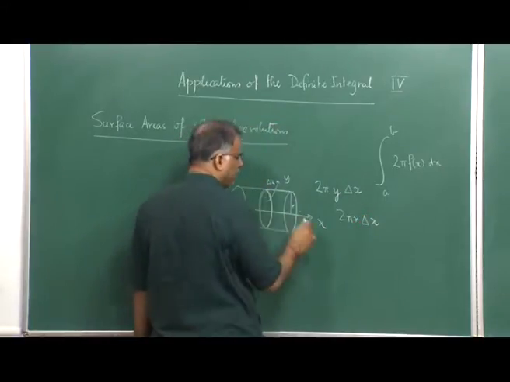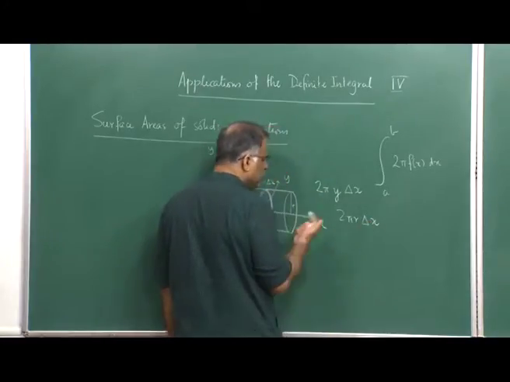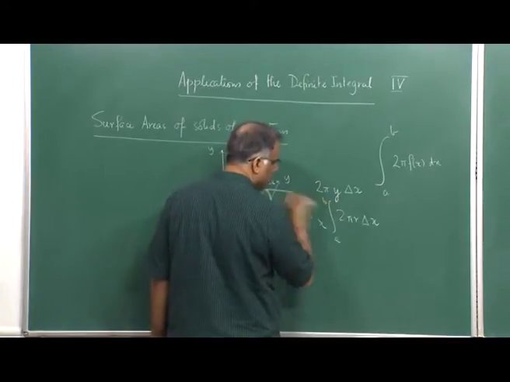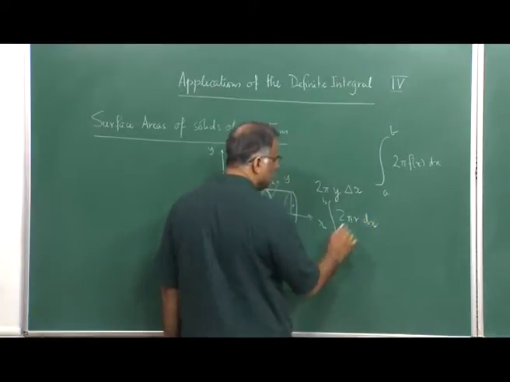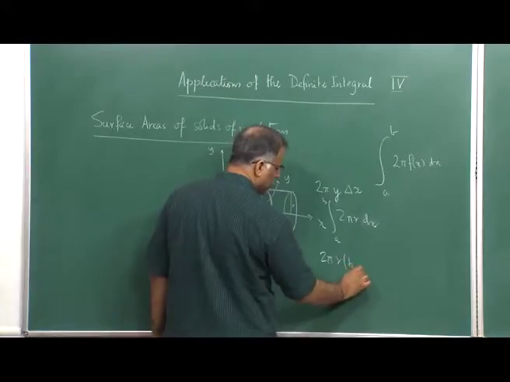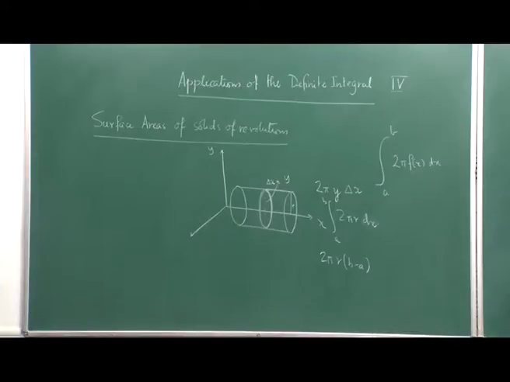Now, if you sum them up for the cylinder and take the limit as n tends to infinity, as delta x goes to 0, this is nothing but the integral from a to b of 2 pi r dx. So, it is 2 pi r times (b minus a) for the cylinder. But the cylinder is the only one whose surface area we are trying to find here.